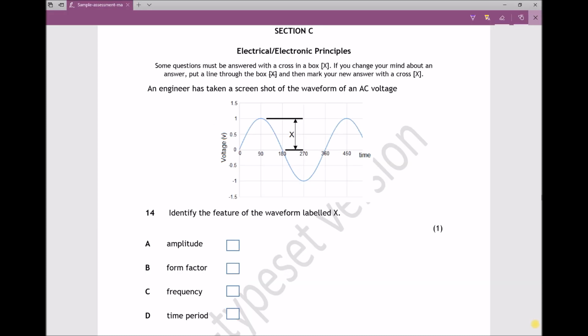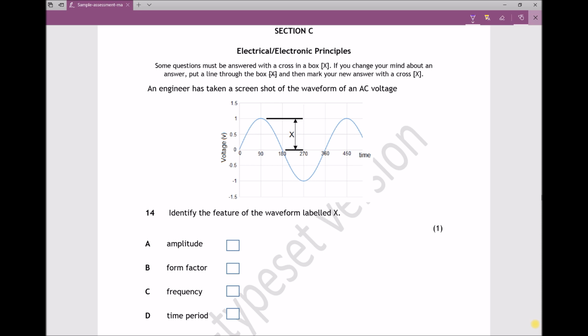At the start of the mechanical section of the exam, we noted the introduction of some multiple choice type questions, and we see them again here at the start of the electronics section. And there's some information given at the start to guide us. It says some questions must be answered with a cross in a box. If you change your mind about an answer, put a line through the box and then mark your new answer with a cross. And then we move on to the question, and the question says an engineer has taken a screenshot of a waveform of an AC voltage, and we're asked to identify the feature of the waveform labelled X.